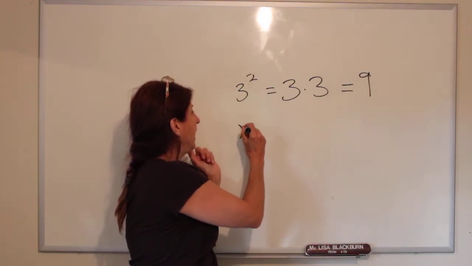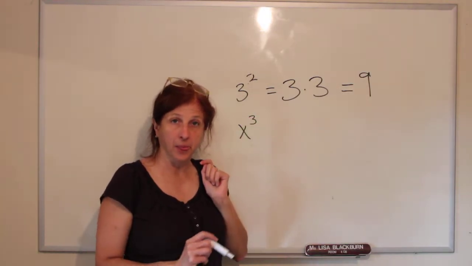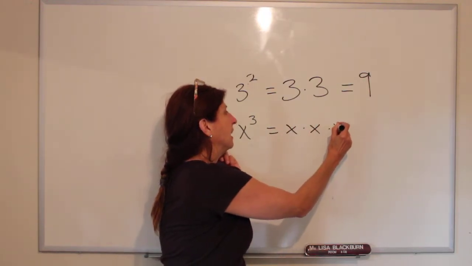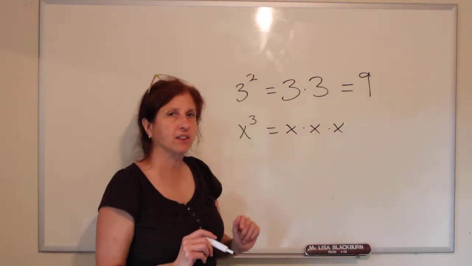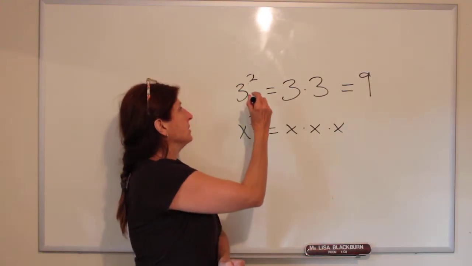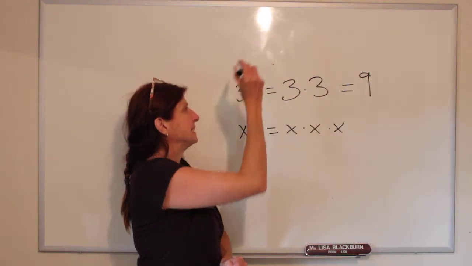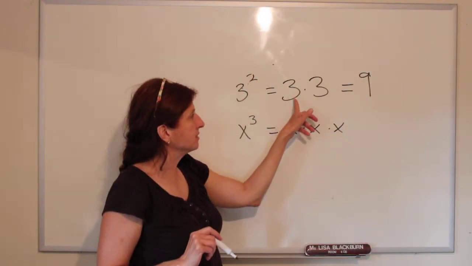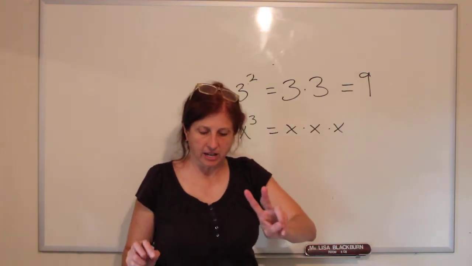What if you had x to the 3rd power? That's fancy. Then it would be x times x times x. X to the 3rd power. So what kids will do wrong is they'll do 3 times 2 is 6, and the answer is not 6, it's 9. It's not 3 times 2, it's 3 times itself 2 times.